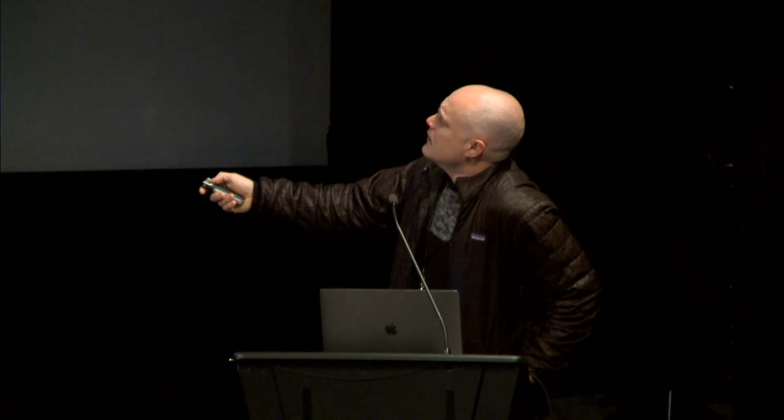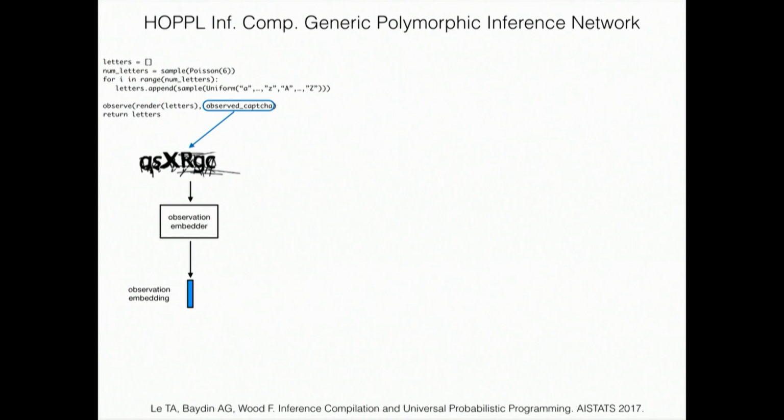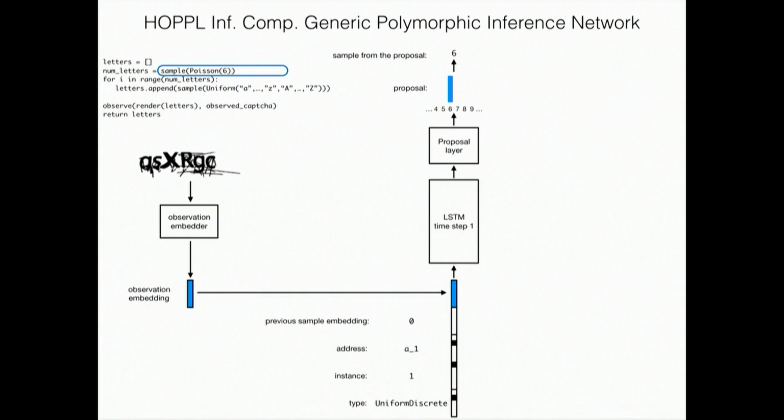Basically what's going on here is we want to do inference in this model where we care about the length of the CAPTCHA and in particular what characters are in the CAPTCHA. There's some observed CAPTCHA, there's an embedder, and then we have an LSTM that takes a couple of things, like the address of the sample, the instance, and the type, and so on, pushes it through some very complicated stacked LSTM, and then pushes it out a polymorphic proposal layer that has something to do with the type and the address to produce a proposed value. Okay?